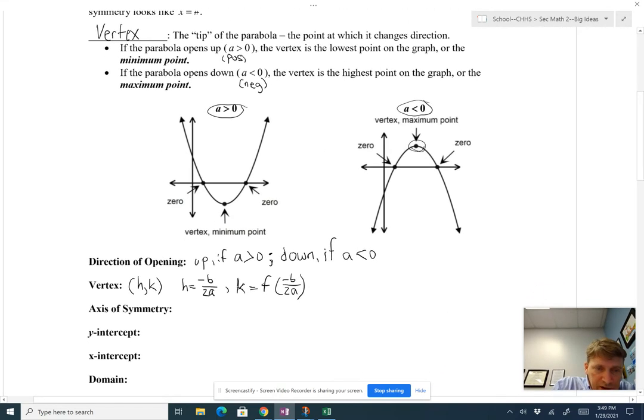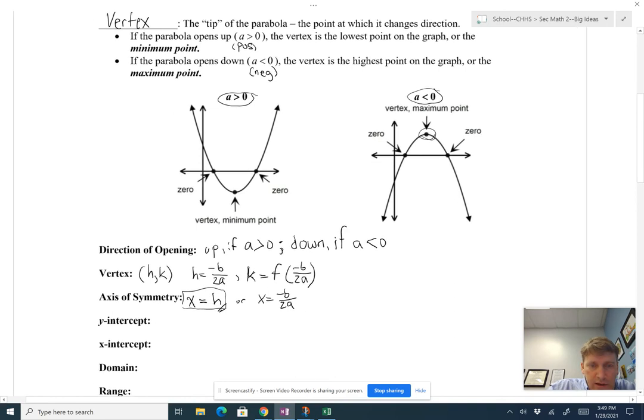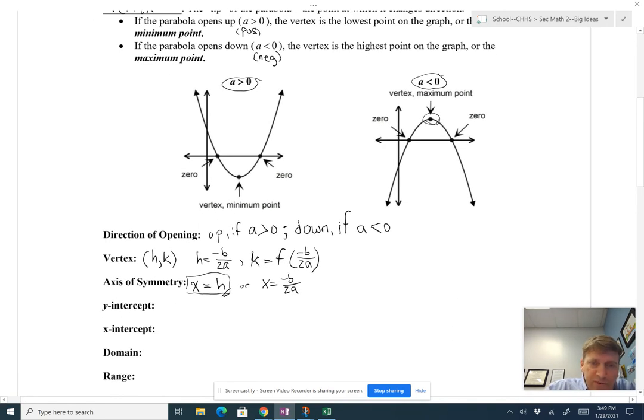The axis of symmetry, I'll put it in two ways. You could say x equals h, or x equals negative b over 2a. They're the same thing, but if you have vertex form, this is much easier than trying to figure out the standard form, then figure out the values of b and a, and then calculating it that way. If you have it in vertex form, you can read it right off. It's the x minus h inside the parentheses.